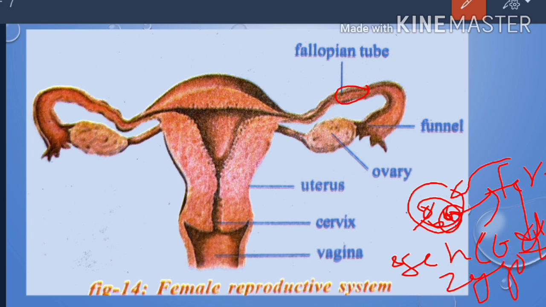Whenever the zygote is formed in the fallopian tube, it will undergo so many mitotic divisions. That means it will form a solid ball-like structure. The solid ball-like structure travels down towards the uterus. So the next part is the uterus.